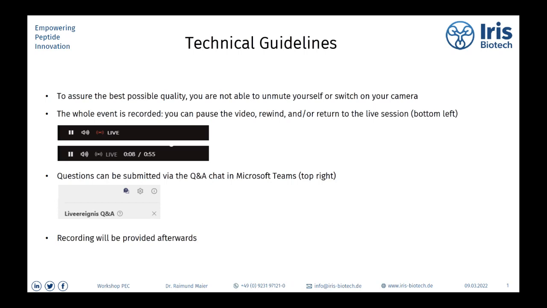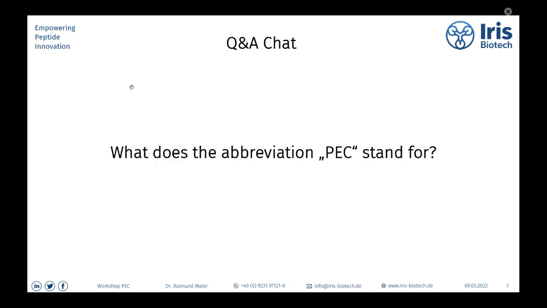Questions can be submitted by using the Q&A chat of Microsoft Teams. You can enter your name or submit your questions anonymously. We will frequently check the questions, publish them, and submit them to the respective speaker. To try out this Q&A chat, we will now post a question which you can answer. So now you should see the question, what does the abbreviation PEC stand for? Within the chat also. Please feel free to answer it to try out this tool.